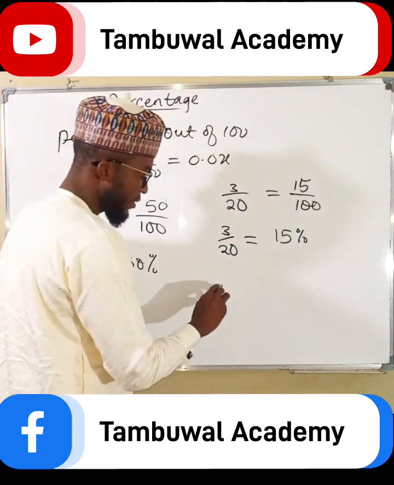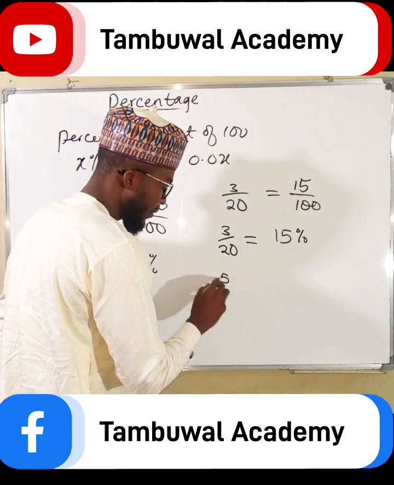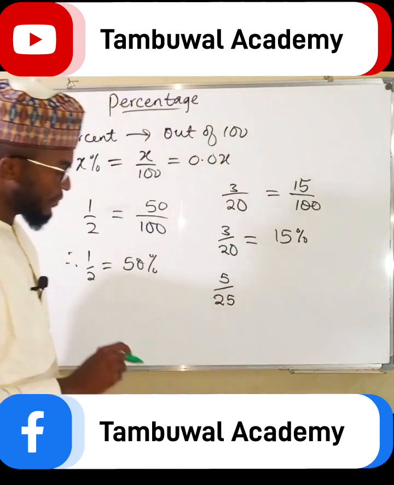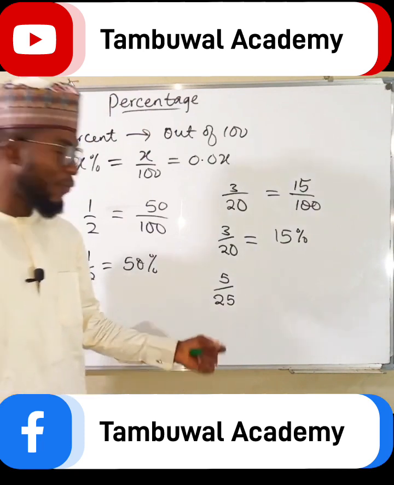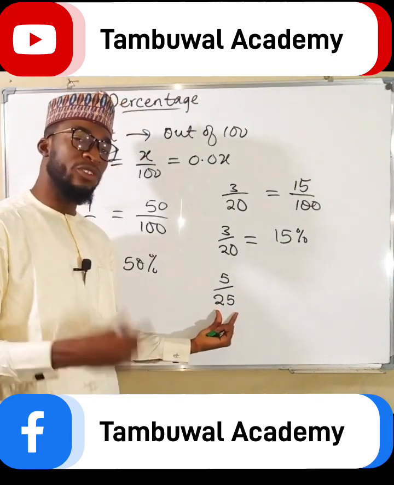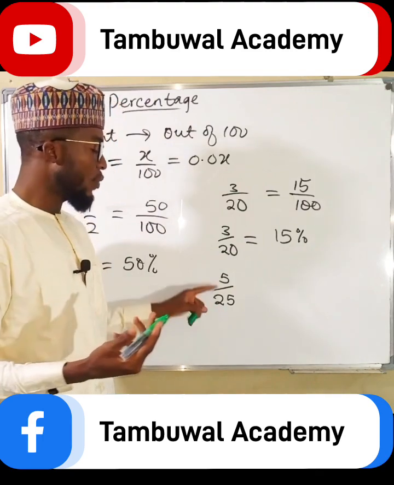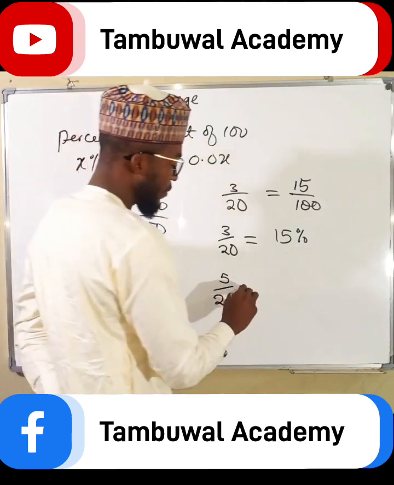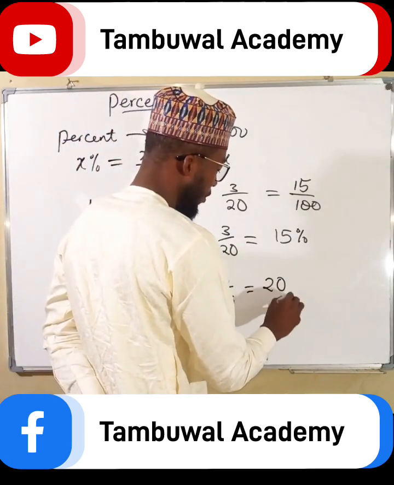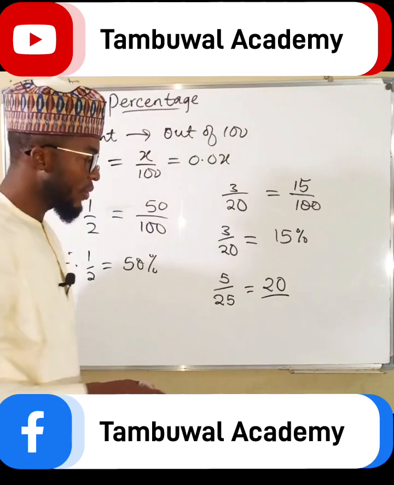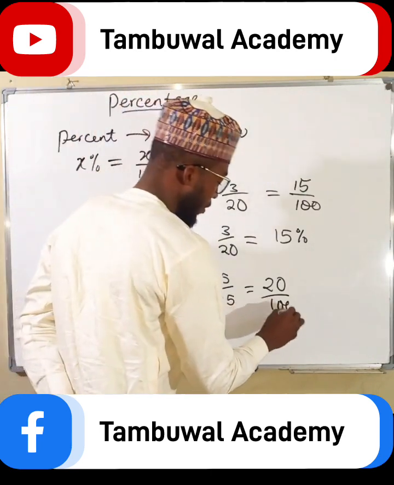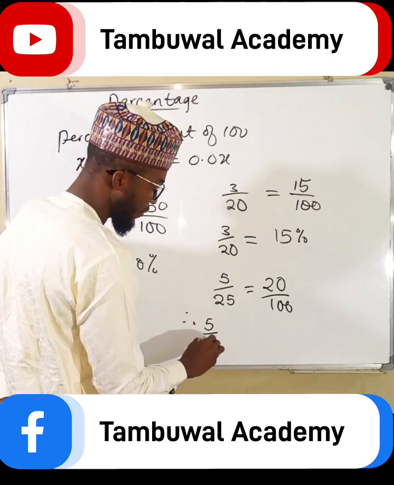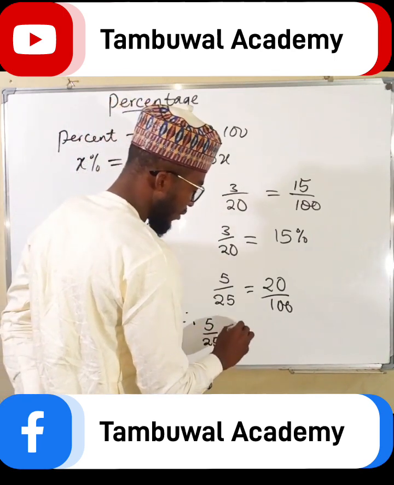Suppose we want to convert 5 over 25 into percentage. We know if we multiply 25 by 4, we shall obtain 100. And we have to equally multiply the numerator by that 4. 4 times 5, we shall obtain 20. And 25 times 4 is 100. Therefore, 5 over 25 is the same thing as 20%.